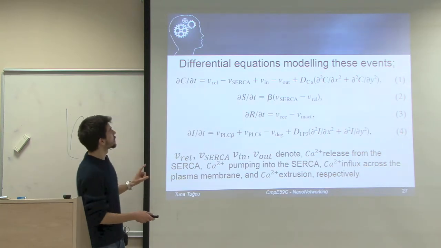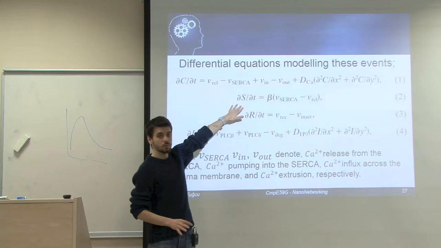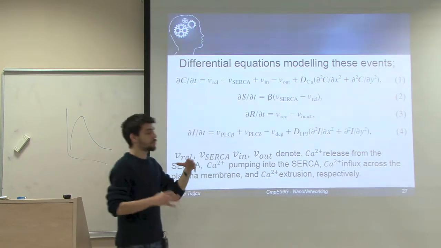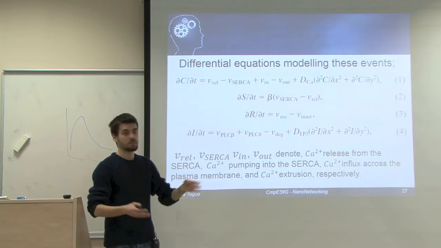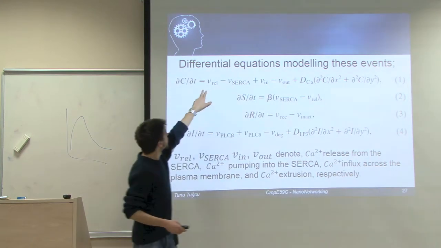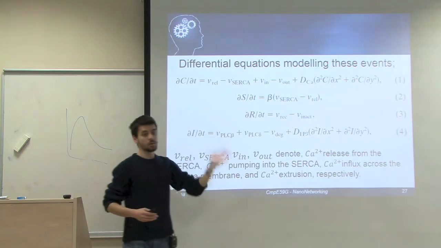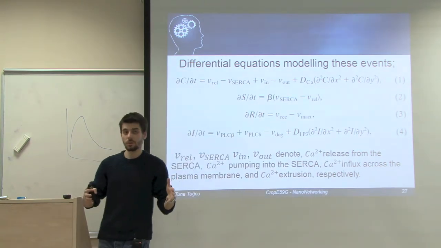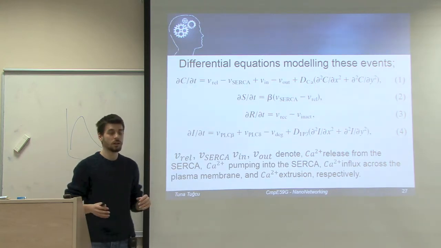I want to grab your attention a little bit here. As you can see here, we have the rate of change in calcium concentration in serca dependent on the amount of influx into the serca minus the amount of release from the serca. And it makes a lot of sense, right? So if you look at this and look at here, you can see that calcium concentration in the cell is very much dependent on what goes out of the sarcoplasmic reticulum with a coefficient of beta, because the volume of the sarcoplasmic reticulum is actually very much smaller than the general cytoplasm of the cell.